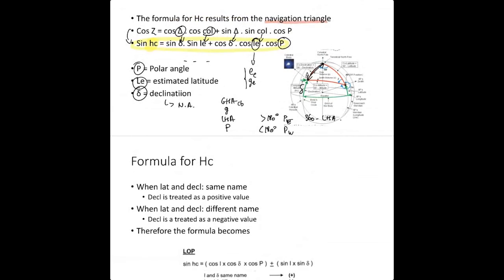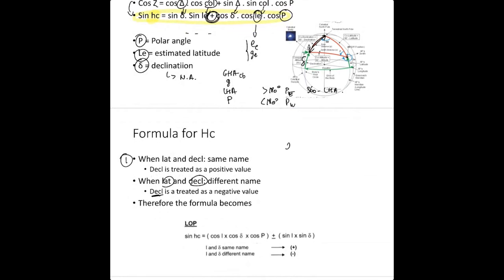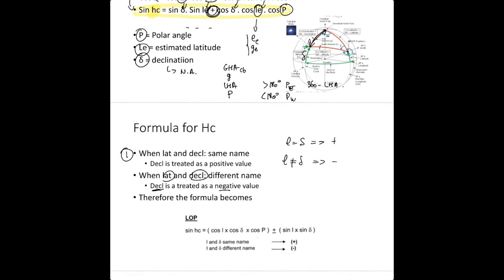Okay. Well, now in this formula, we need to define whether we have to add or subtract there, because in some cases, when latitude and declination have a different name, declination should be treated as a negative value. When declination and latitude are the same, declination is treated as a positive value, so you should add. When declination and latitude have a different name, declination is treated as a negative value, so you should subtract. So that is what you see there. Our formula becomes this one here.